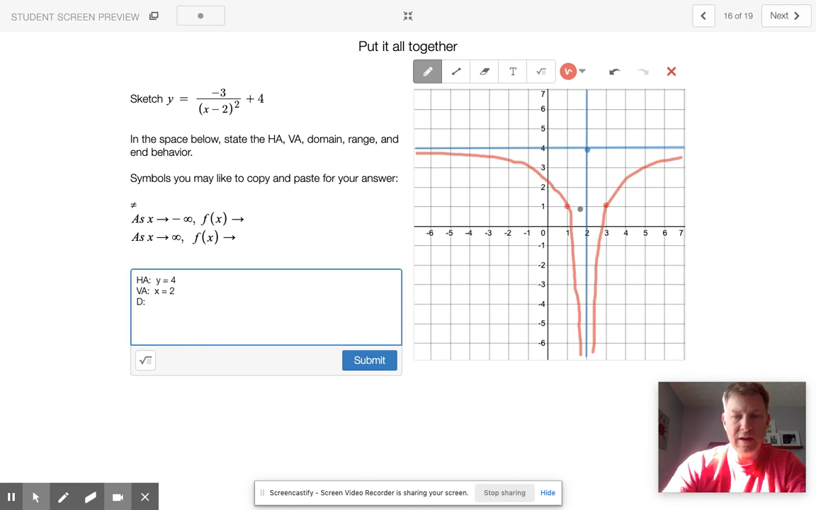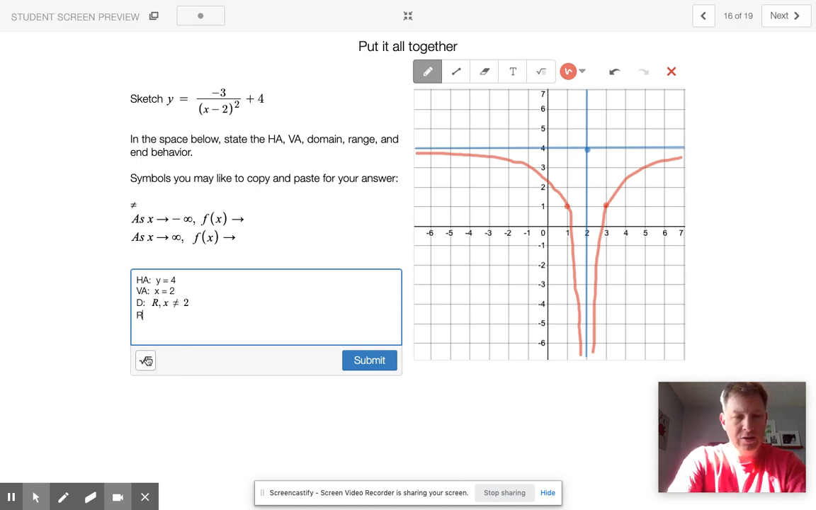I use all these x values except for 2. Again, if I plug 2 in for x, I'd have 2 minus 2 is 0, which makes it -3 divided by 0 squared, or -3 divided by 0, which is undefined. So I will say all real numbers. I'll need to copy this equal sign. So I'll say all real numbers as long as x is not equal to 2.